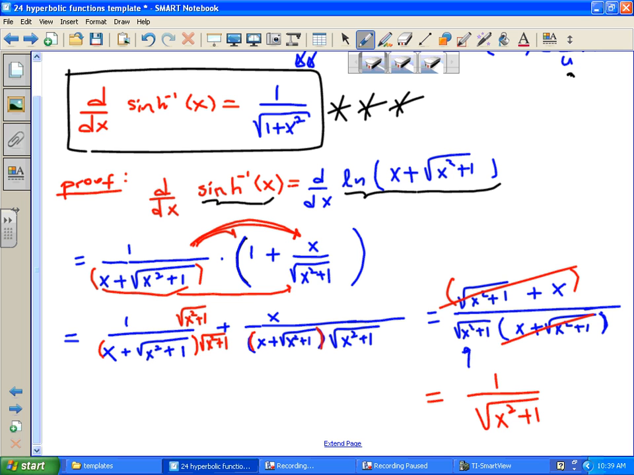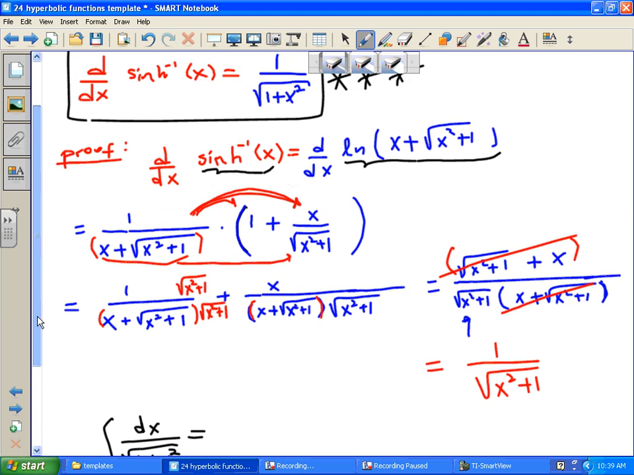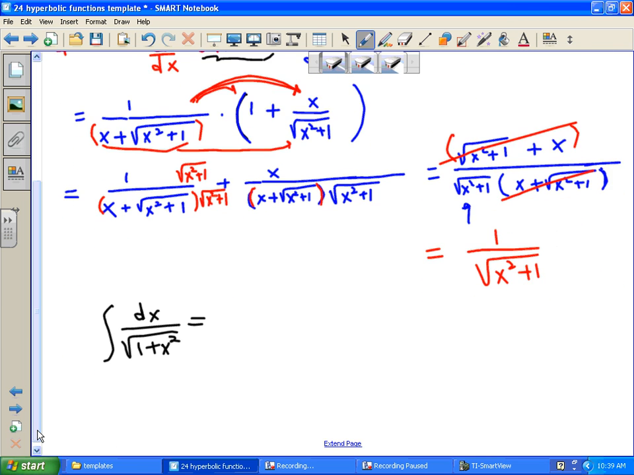Okay, finally I can deliver the promise I had earlier today. I said to you guys, we're going to be able to integrate something like this by the end of the class today. So do we know the answer to this right now? Because if the derivative of hyperbolic sine inverse is 1 over the square root of 1 plus x squared, then the integral of 1 over the square root of 1 plus x squared is what?